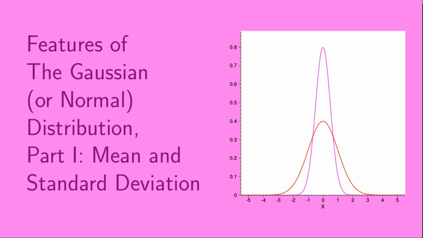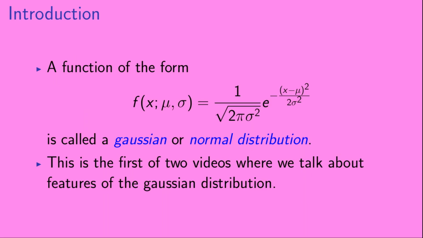Hi, welcome to Features of the Gaussian, or Normal Distribution, Part 1, Mean and Standard Deviation. So, a function of the form here denoted as f of x given mu and sigma is called a Gaussian, or normal distribution. This is the first of two videos where we talk about features of the Gaussian distribution.